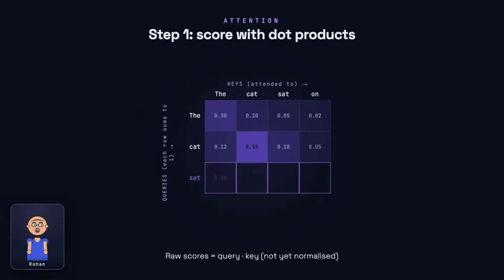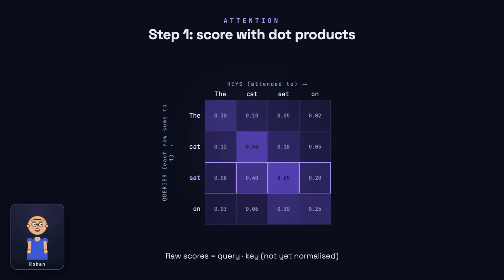To decide how much one token should attend to another, we take the dot product of its query with every key. A large dot product means the query and key point in similar directions, so they are relevant to each other. Look at the row for sat. Its query lines up strongly with the key for cat. These are raw scores though. They can be any size, so we can't use them directly as weights.